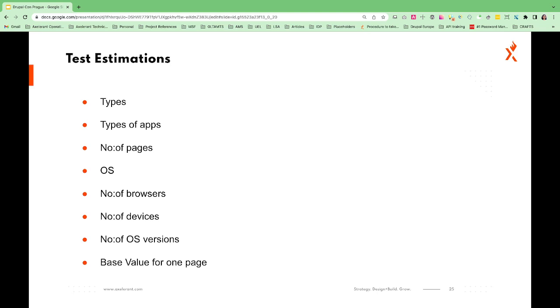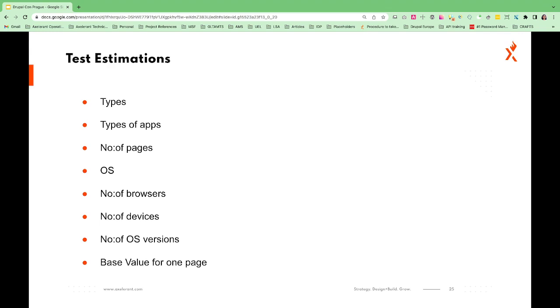Test estimations are one part. When an audit is happening, the testing team has to provide the test estimations. How we are going to cover the types: for example, keyboard, how we cover keyboard accessibility, and which assistive technologies you are using. That is the types of apps, the number of pages, the operating systems you will cover, the number of browsers, and the number of devices.